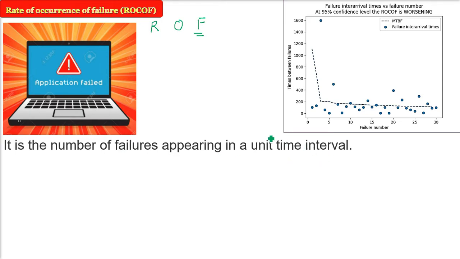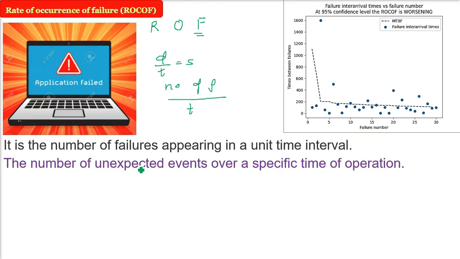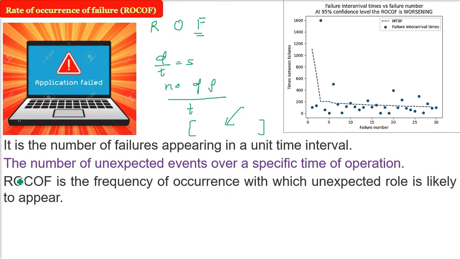For example, distance upon time is speed, which is the rate of change of distance. Similarly, this is the rate of occurrence of failure: the number of failures divided by the unit time interval. The number of unexpected events, or events not favorable to the user, over a specific period of operation is ROCOF. ROCOF is the frequency with which unexpected events are likely to appear while you are actually executing or using the software.